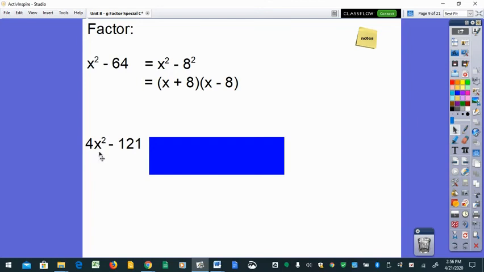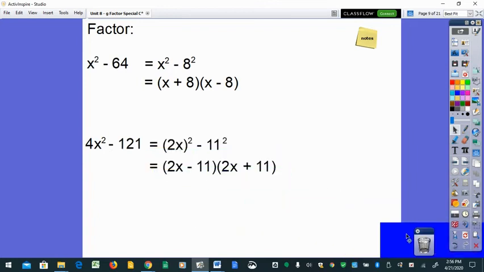No GCF. This is 2x squared, and this is 11 squared. It's the difference of two squares, so I'm going to put the 2x in the front, the 11, and I got one of them as a minus and one as a plus. So if you have the twins off by a sign, there is no middle term. If you have identical twins, there is a middle term, that is that idea of the doubling that we talked about a minute ago.